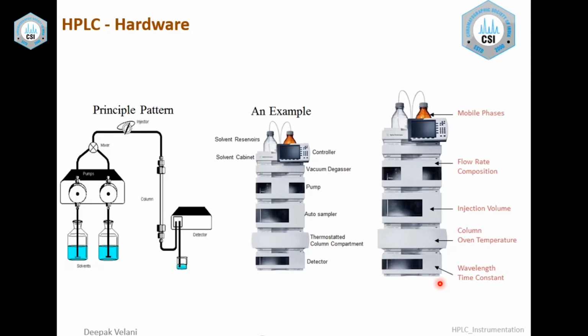Here I'm trying to show the different components that you have: a solvent or mobile phase tray over here. Then you have a degasser, a vacuum degasser. You have a pump, which pumps the liquid. You have an autosampler, a thermostat column oven, and a detector, which is attached to a data system, which is not shown here because we are talking about the hardware.